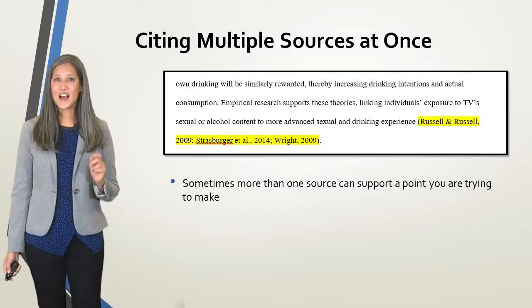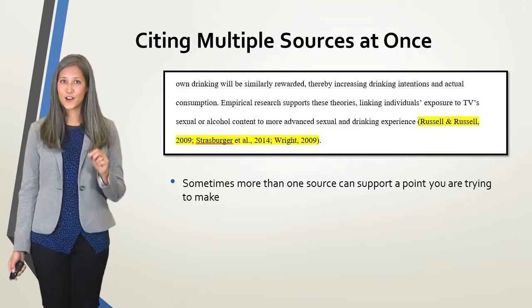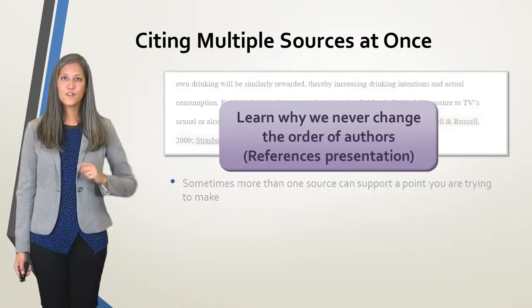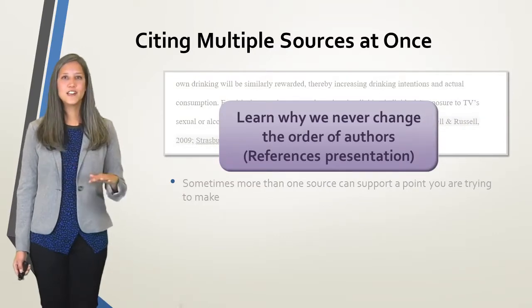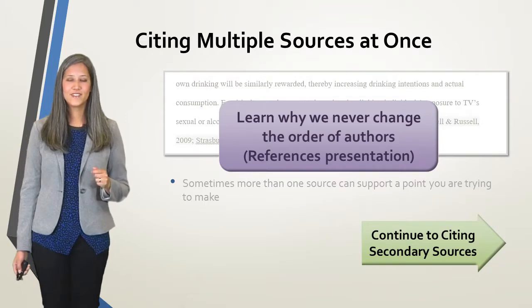A reminder that alphabetization takes into consideration only the first author of a source. For an explanation of why we never change the order of authors within a source, click on the button below.